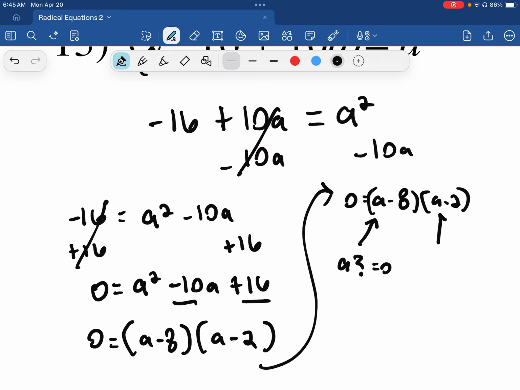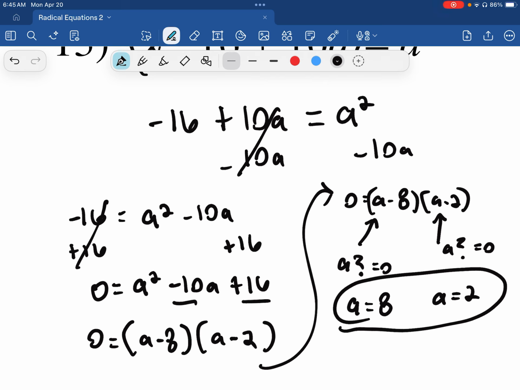We're asking ourselves, what do we need to put in for a so that it equals 0? Well, in this case, we would have a equals 8 because 8 minus 8 equals 0. And in this case, we would have a equals a positive 2 because 2 minus 2 equals 0. So our final solution here is a equals 8 and a equals 2.